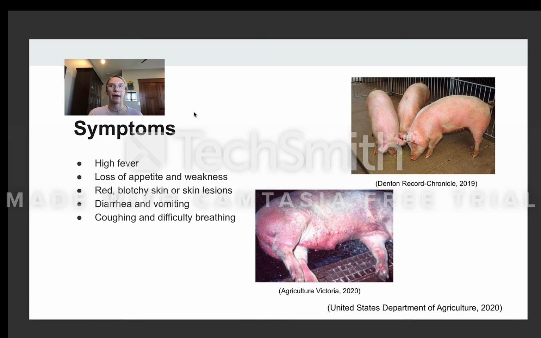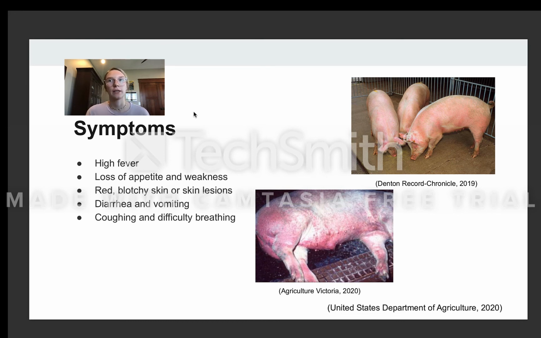To control an outbreak of African swine fever in the United States, swine producers need to be able to identify the symptoms of this disease. It is important that livestock farmers recognize the clinical signs of the disease right away before it is too late. The United States Department of Agriculture, USDA, has stated that the symptoms producers need to be aware of are: high fever, decreased appetite and weakness, red, blotchy skin or skin lesions, diarrhea and vomiting, and coughing and difficulty breathing. If these clinical signs appear, then the USDA should be alerted immediately to prevent further outbreak.